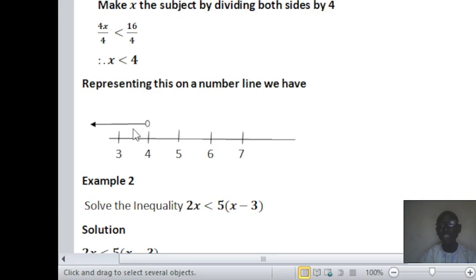So it means that from this place where our arrow is pointing backward, all the numbers there, they are what we refer to as x. So x is less than 4. They are from there. That is how we present it on the number line. Example 2. I hope you understand.